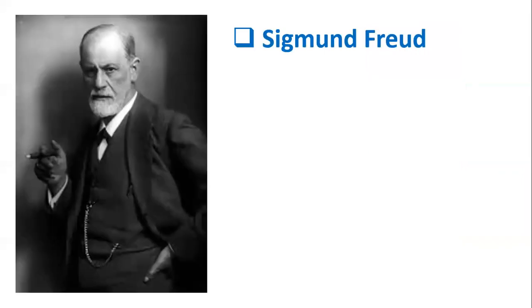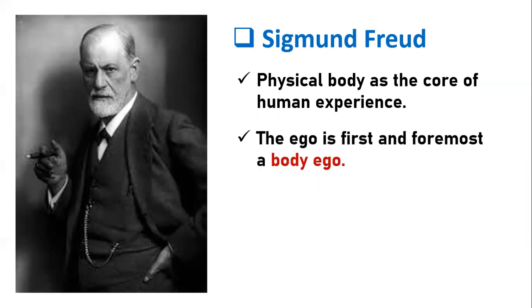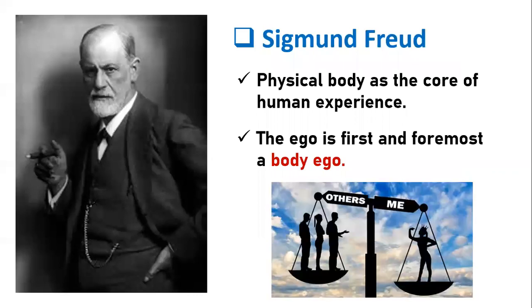In psychoanalytical school, Sigmund Freud's construction of self and personality makes the physical body the core of human experience. Freud was of the view that the ego is first and foremost a body ego. That is why we can identify ourselves or our physical characteristics from the others.